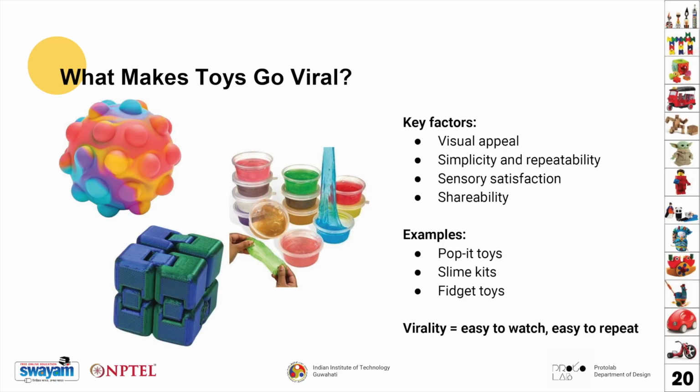Some toys become extremely popular in a short period of time, spreading rapidly across social media platforms. This phenomenon is often referred to as virality. Viral toys typically share certain characteristics. They are visually appealing, easy to understand, and satisfying to interact with. They often involve repetitive actions that are simple to perform and enjoyable to watch. For example, toys like puppets, slime kits, and fidget toys gained popularity because they produce sensory experiences that are visually and tactilely engaging.